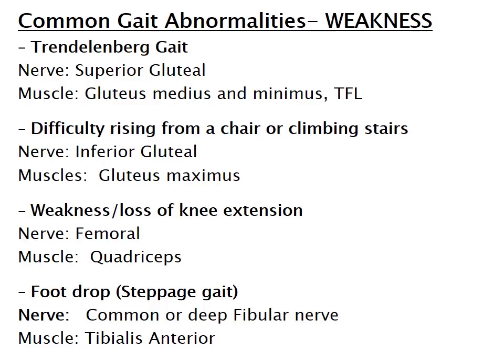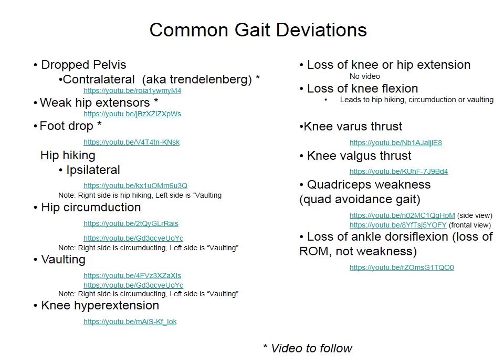So once again, thank you for indulging me in that slide. What I'd like to do now is go over some of these gait abnormalities. Specifically, we're going to discuss Trendelenburg gait. We're going to discuss getting in and out of a chair, mostly getting out of the chair, weakness or loss of knee extension, and then also steppage gait or foot drop gait. But we'll also talk about a few other conditions as well.